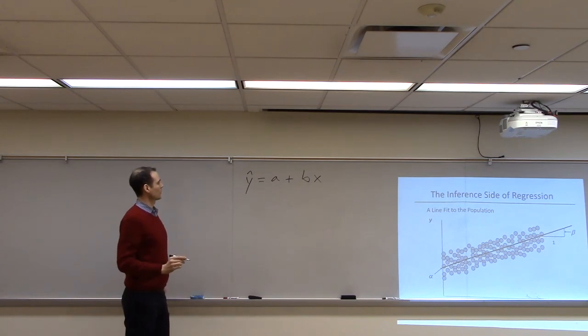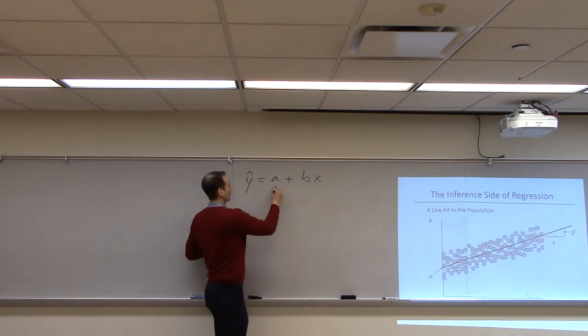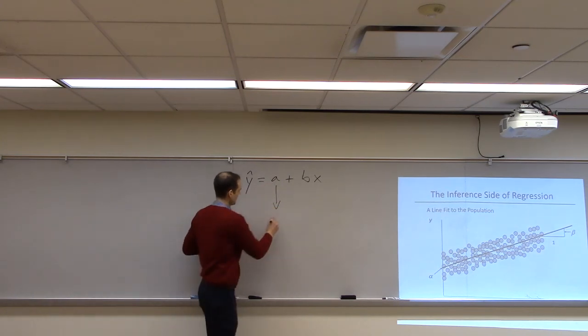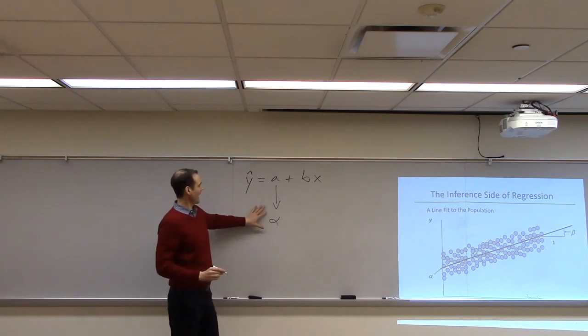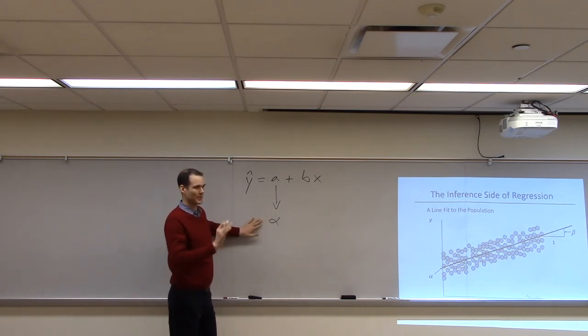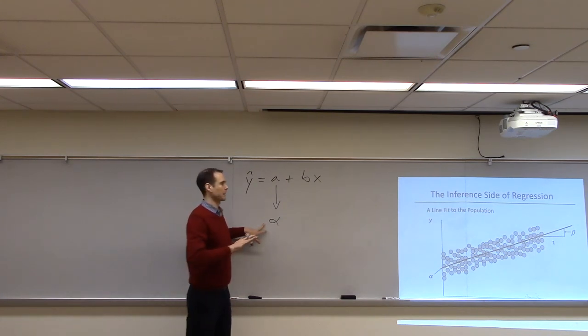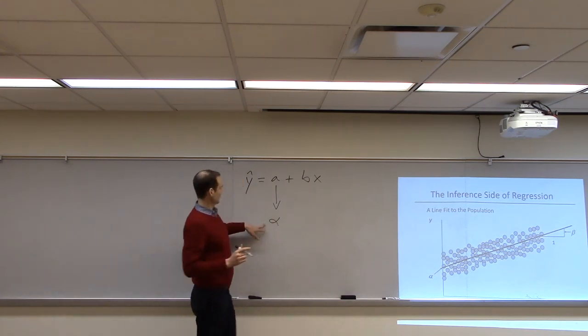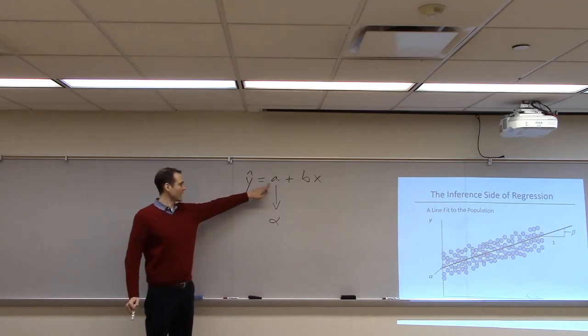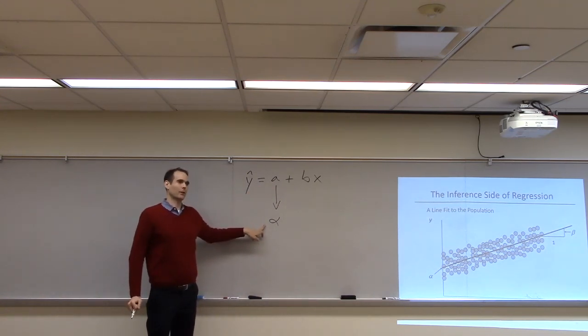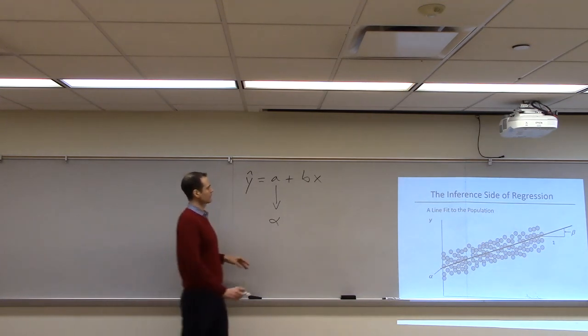All right, now we want to infer something about the whole population. So this sample intercept, we want to know if we had every single statistics student ever, and we measured their grade and the hours they spent studying, what would the y-intercept be for the population line? And we're going to upgrade from lowercase a to the Greek letter alpha. That's going to be our population y-intercept.